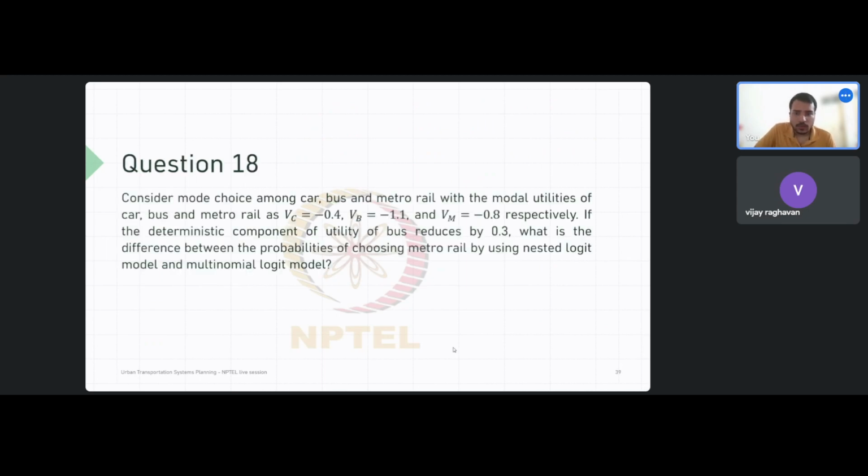Question 18. So we have been given mode choice between car, bus, metro. Modal utilities are given: minus 0.4, minus 1.1, minus 0.8. If the random component of utility of bus reduces by 0.3, what is the difference between probability of choosing metro rail by using nested logit and multinomial logit model? So what we are saying is we will reduce the utility of bus by 0.3. So we have been given the options minus 0.05, minus 0.07, 0.07 and 0.05.